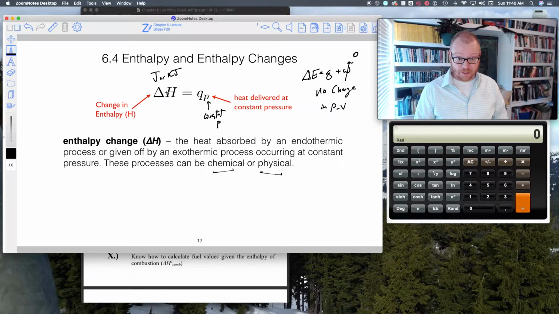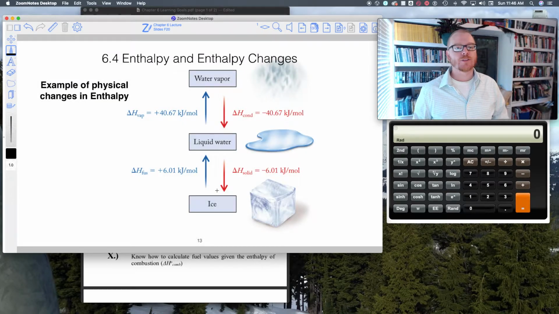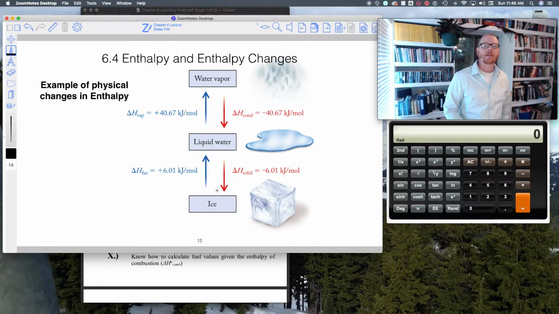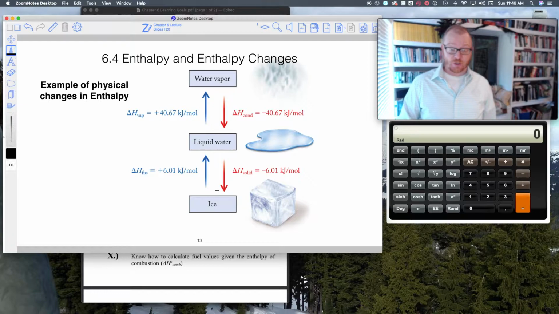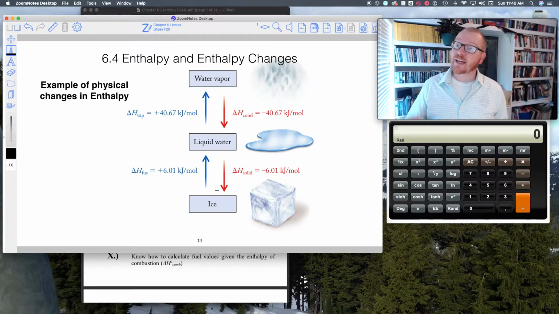But specifically, capital letter H, it's a state function. So with respect to enthalpy, we only care about the final state and the initial state. You guessed it, okay? So here's some examples. So we talked about phase changes earlier and how there's going to be heat either leaving a phase or having to go into a phase.